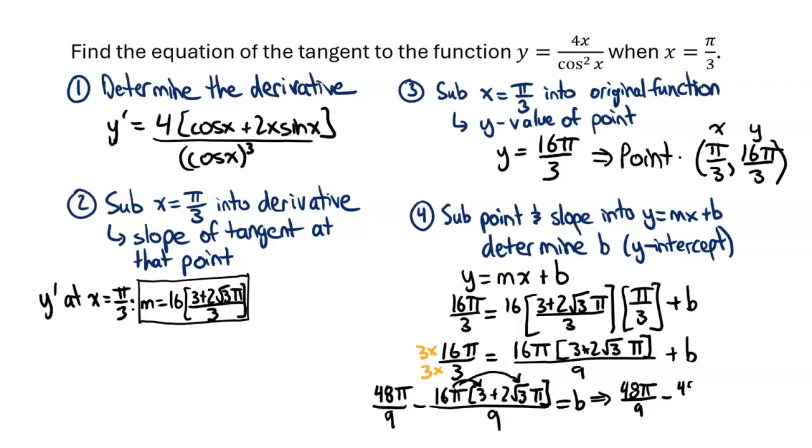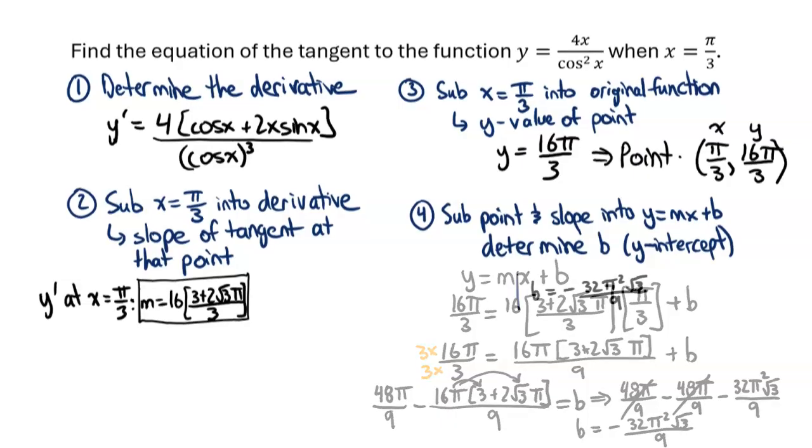subtract 16 pi times 3 all over 9, which gives me 48 pi over 9. And then I'm going to multiply the negative 16 pi also times 2 root 3 pi. And that's going to give me 32 times root 3 times pi squared. Pi times pi squared, all divided by 9. And what you'll notice is the 48 pi's over 9 cancel out, and you're just left with a b value of negative 32 times pi squared, root 3 all over 9.